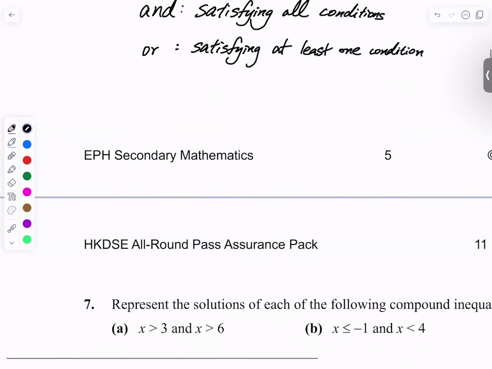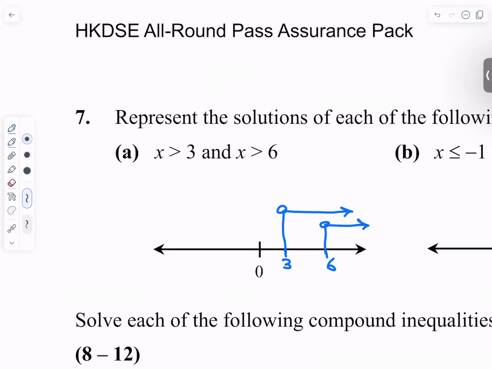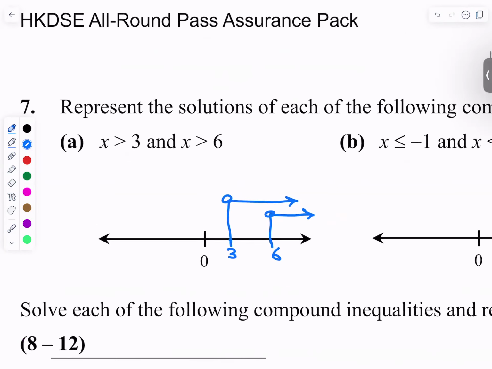All right, so what does that mean? For example, here we have x greater than 3 and x greater than 6. So first of all, draw the 3, draw the 6, draw their answers. Then we need to satisfy both conditions, because the word between them is "and". So how do I satisfy? Your first step is to draw their answers.